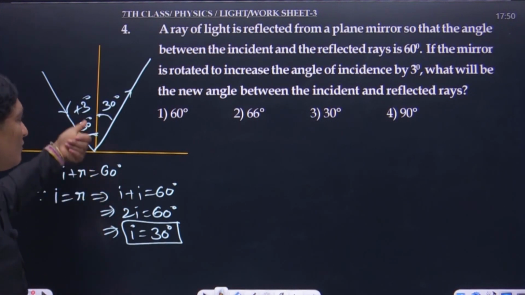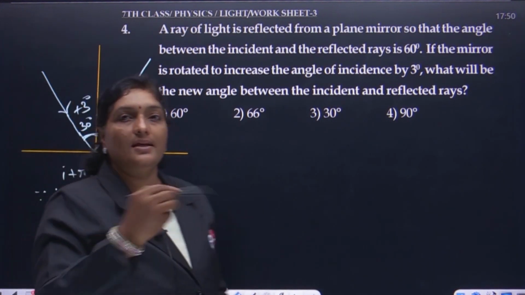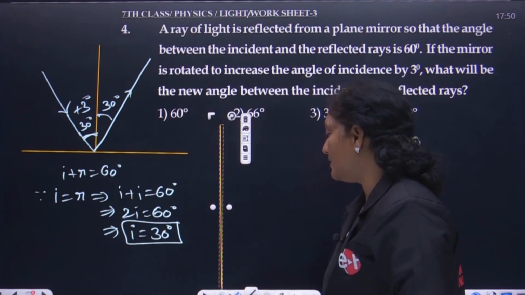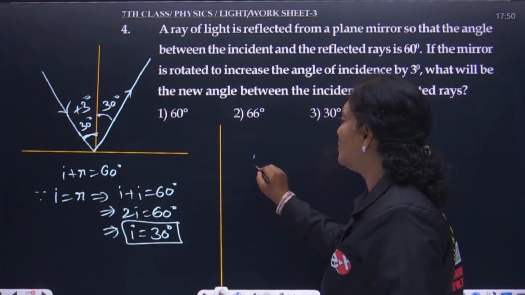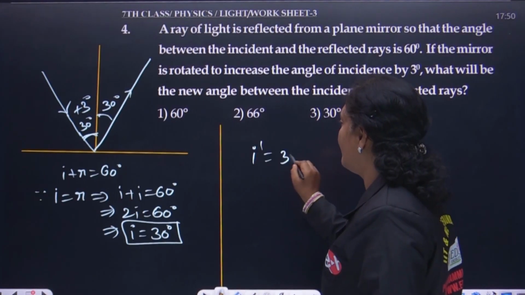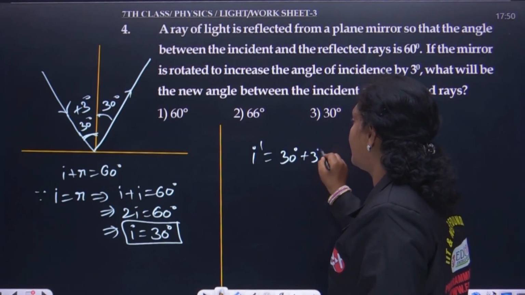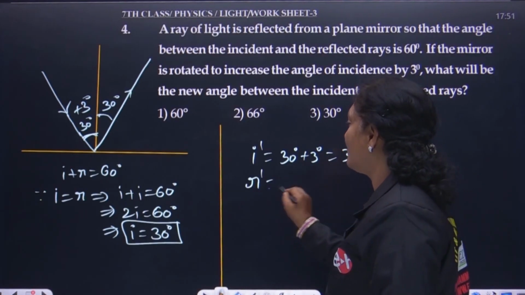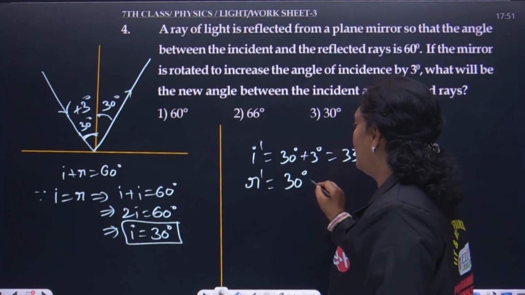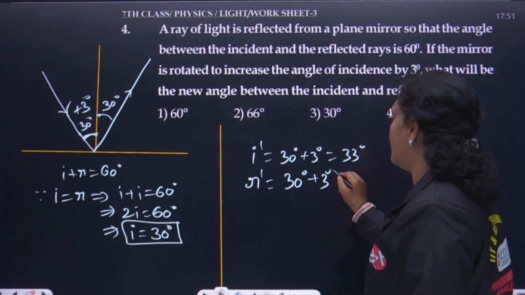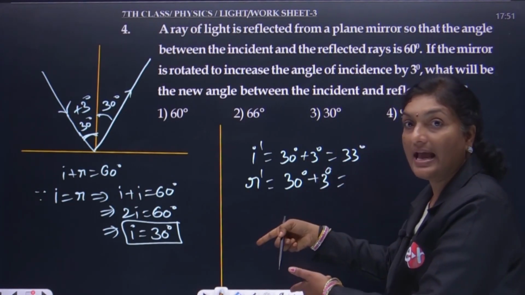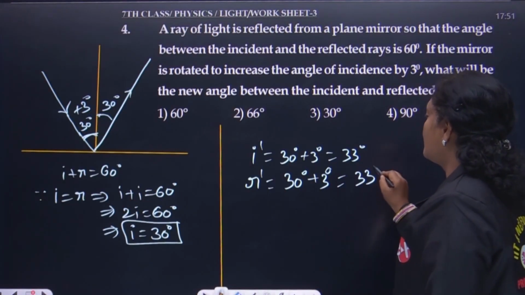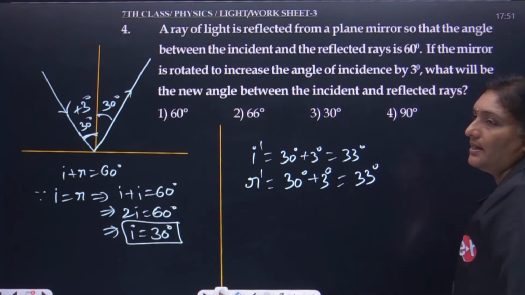Whenever the angle of incidence is increased by 3 degrees, what about the reflected ray? The reflected ray also increases by 3 degrees. So the new position of I dash is 30 degrees plus 3 degrees, that is 33 degrees. Then the new position of the reflected ray is also 30 plus 3 degrees. Now the incident ray has changed, and the difference is also found to be 33 degrees.